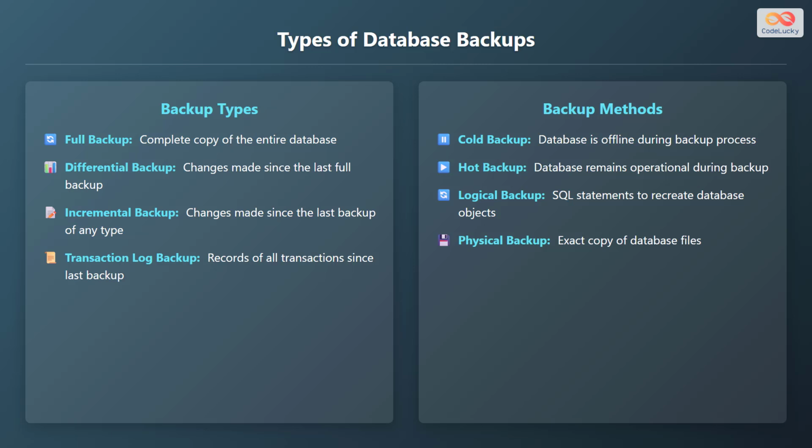There are several types of database backups. A full backup is a complete copy of the entire database. A differential backup includes changes made since the last full backup. An incremental backup captures changes made since the last backup of any type, be it full, differential, or incremental. A transaction log backup records all transactions since the last backup.